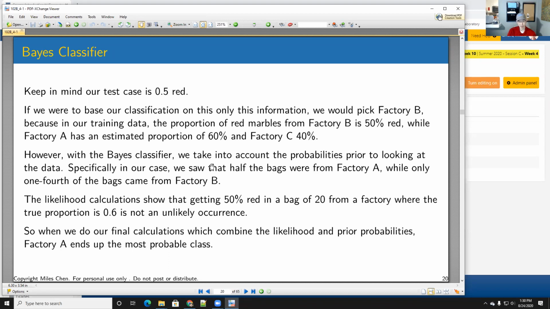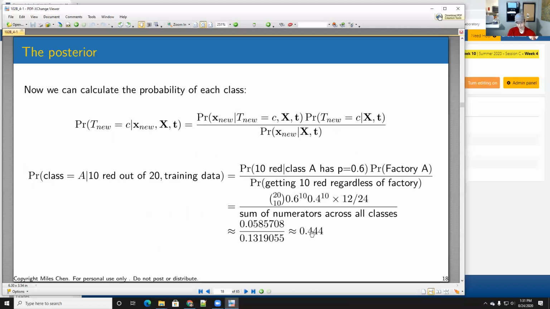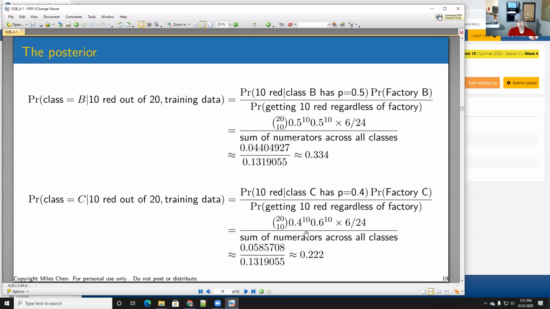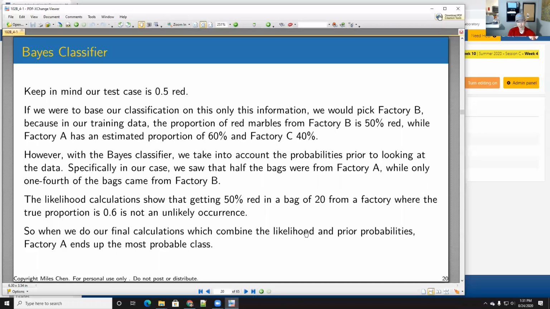And so when we multiply this, the likelihood calculations show us that getting 50% red from a factory that produces 60% red is not an unlikely outcome. And so when you do the final multiplications, where you combine the likelihood and prior probabilities, factory A ends up being the most probable class. Factory A has a 44% probability, factory B is 33%, and factory C is 22%. So it turns out, if you take into account the fact that factory A produces more marble bags than any of the other factories, factory A still ends up being the most probable class.